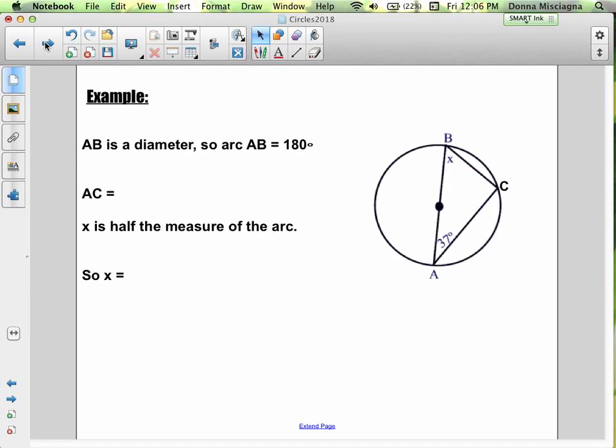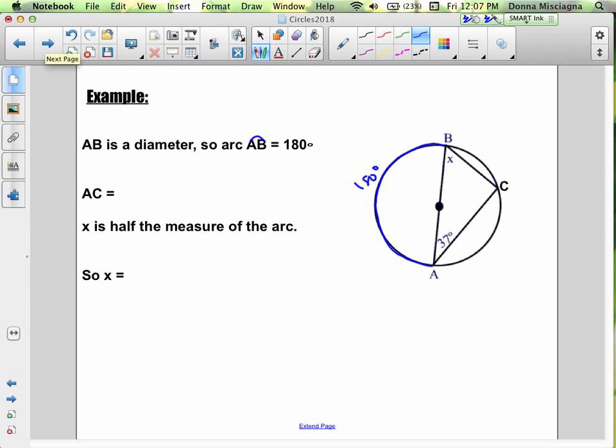So AB is the diameter of a circle, so arc AB is 180 degrees. And I believe that's asking us to find the measure of arc AC. We could actually find the measure of arc BC right away, and then we'll have to find the measure of arc AC. So AB is the diameter, so arc AB is 180 degrees.